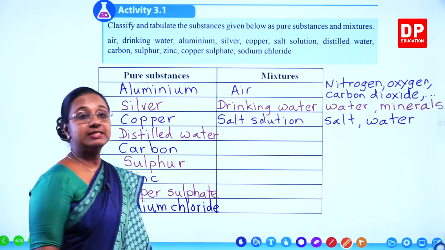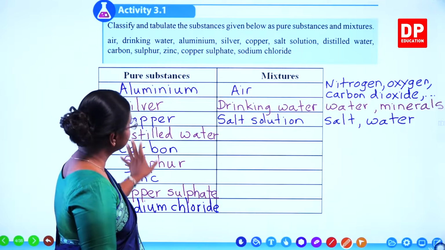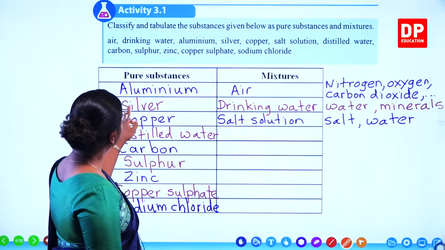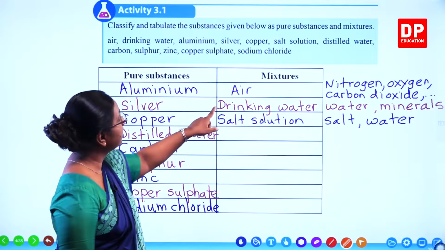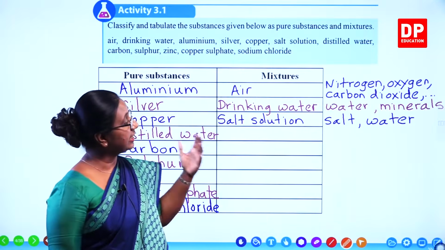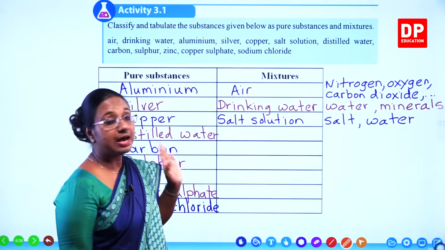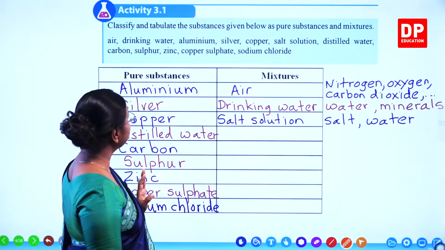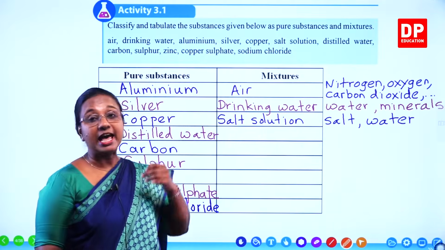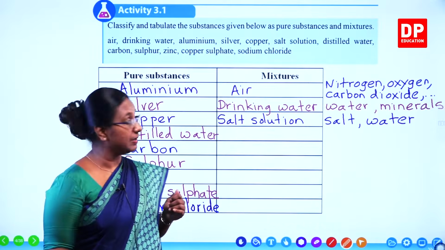So, you can see here, students, we have classified all these substances as pure substances and mixtures. Out of those, you can see air is a mixture because it is made up of components like nitrogen, oxygen, carbon dioxide, water vapor. There are many components. So, it is a mixture, not a pure substance. Then we have drinking water, water and minerals together. So, that means again that is a mixture.